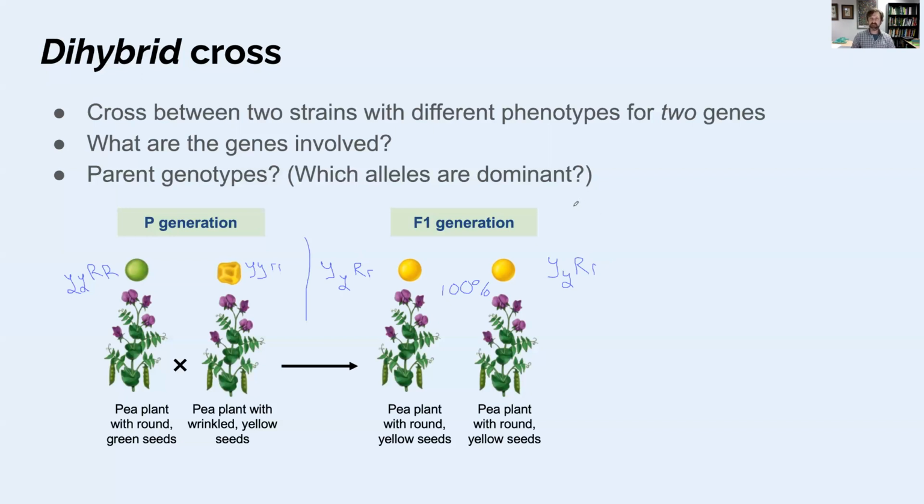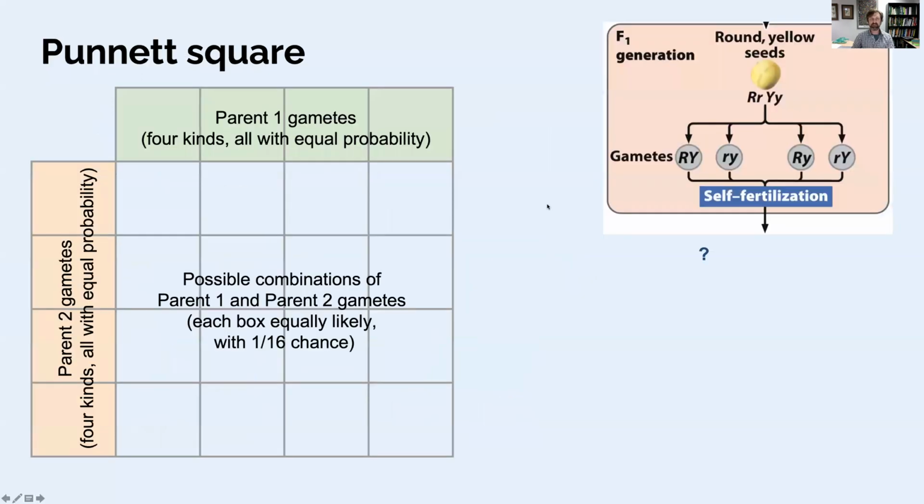You could look at the genes independently. You can look at color and see that yellow by green gets you yellow. You could look at roundness and say round by wrinkled gets you round. Those things are still true even though we're looking at both genes at the same time. So that's kind of important. We're going to see that this independence is kind of important. All right, so what does our F2 generation look like? Well, it gets a little more complicated. And you can do a bigger Punnett square here.